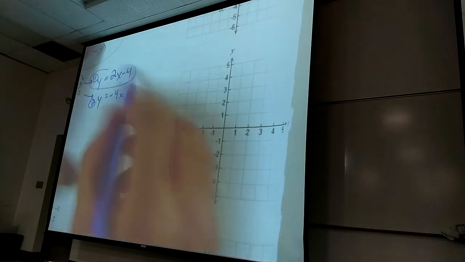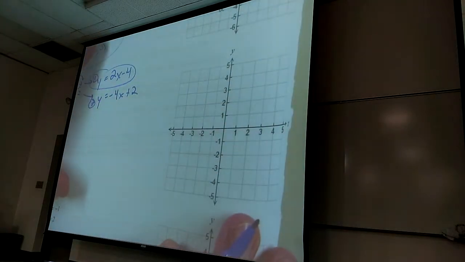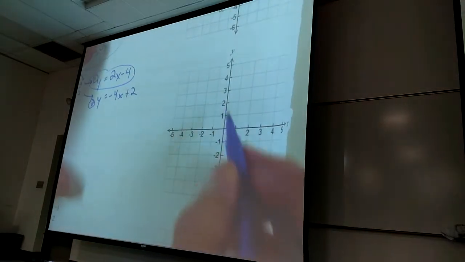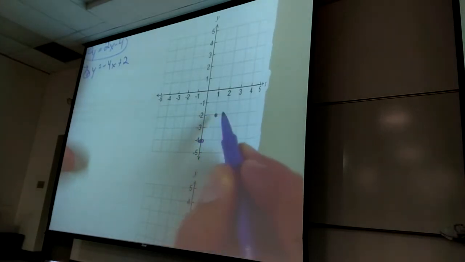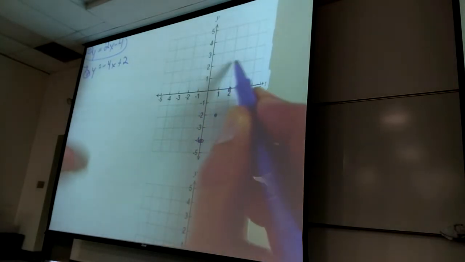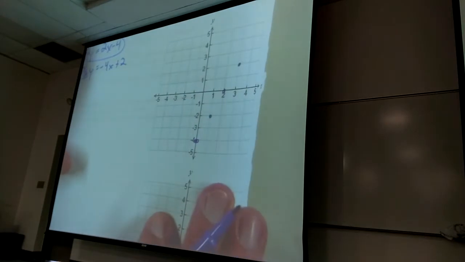What's this first guy's y-intercept? 2. Oh, sorry, negative 4. And the slope tells me to go up 2 over 1, up 2 over 1, up 2 over 1. Just do a few extra.